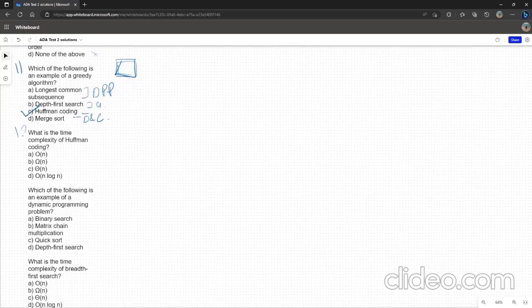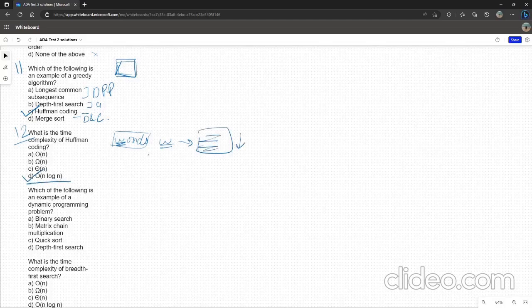12th question is, what is the time complexity of Huffman coding? Huffman coding is when we have a sequence of words, and we have characters in it. Suppose we have to encode it such that our total size of the document is reduced. So to do that, we need a time complexity of O(n log n), as we first divide it, then combine them to assign each character a unique number.